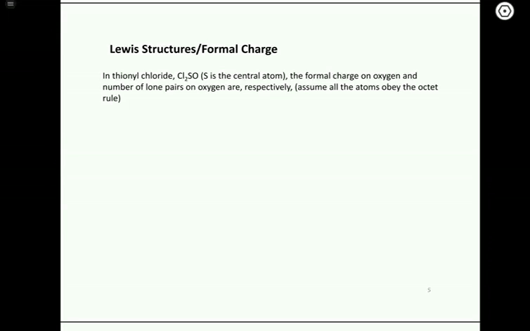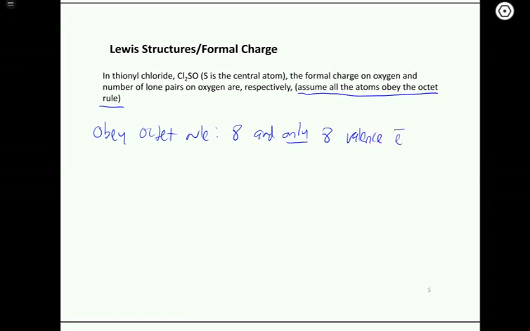Now the part that I think got a lot of us was this little clause here: assume all atoms obey the octet rule. So remember that when we say obey the octet rule, we're meaning for non-hydrogen atoms 8 and only 8 valence electrons. In many cases we see the central atom expanding the octet, which is okay for third row elements, like chlorine, sulfur, things below that on the periodic table. But when we say obey the octet rule, that means you cannot exceed 8 electrons on any atom in the structure. So here we wanted to draw the Lewis structure that had only 8 valence electrons on every atom and see what the formal charge and number of lone pairs was.